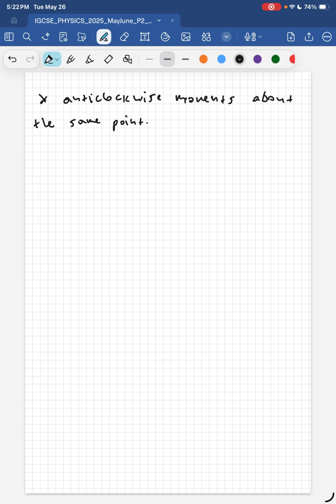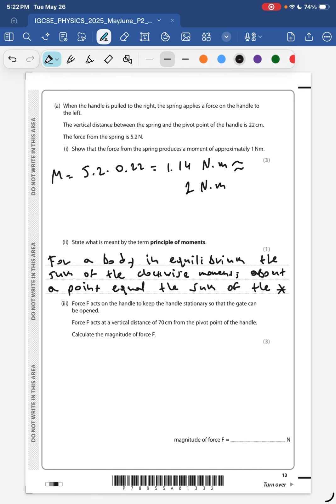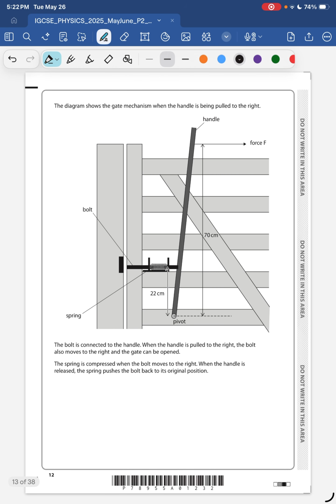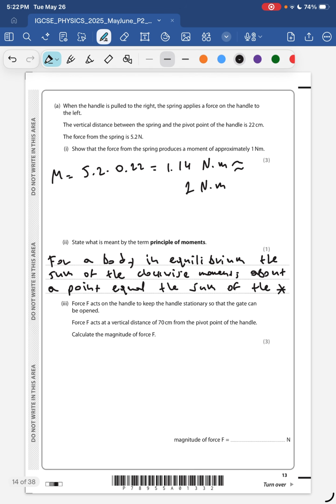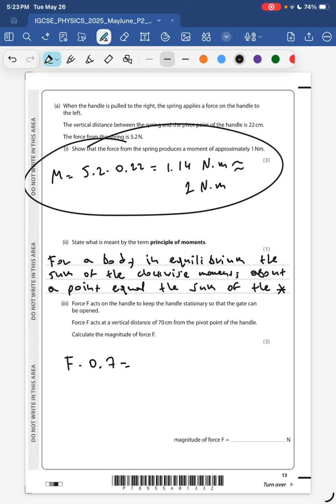Part 3. Force F acts on the handle to keep the handle stationary so that the gate can be opened. Force F acts at a vertical distance of 70 centimeters from the pivot point of the handle. Calculate the magnitude of the force F. So we're talking about this force, and the pivot is down here. So this force F times 0.7, the distance, should equal the moment we calculated earlier, right?